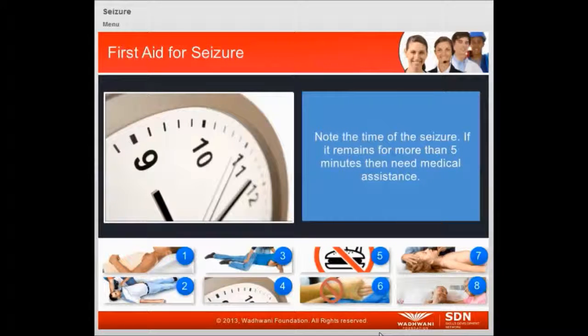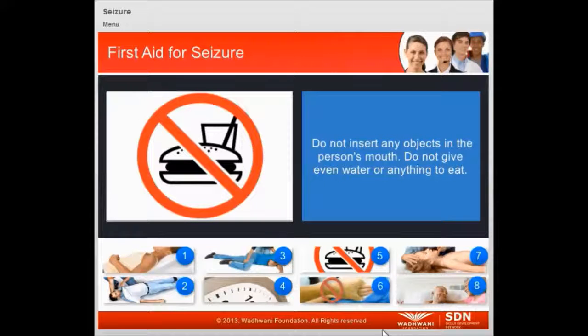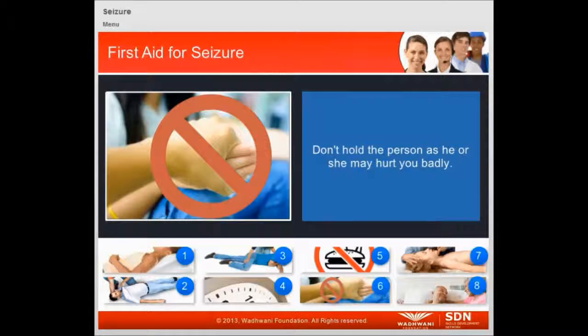Note the time of the seizure. If it remains for more than 5 minutes, then need medical assistance. Do not insert any objects in the person's mouth. Do not give water or anything to eat. Do not hold the person as he or she may hurt you badly.